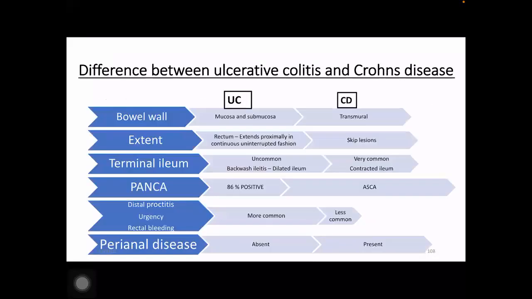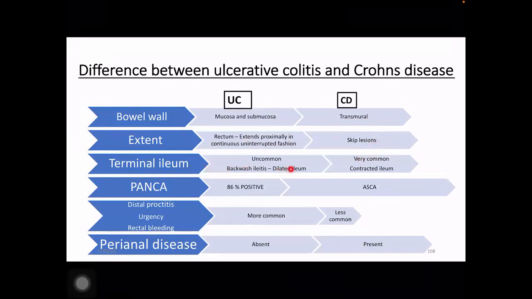So this is the gross difference between ulcerative colitis and Crohn's disease. As I said before, bowel wall involvement is mucosa and submucosa in ulcerative colitis, transmural in Crohn's disease. As for the extent, ulcerative colitis starts from the rectum and extends proximally in a continuous, uninterrupted fashion, whereas in Crohn's disease it's discontinuous. It's present in the colon, it can be present in the small bowel and any part of the GIT, and skip lesions are very commonly found.